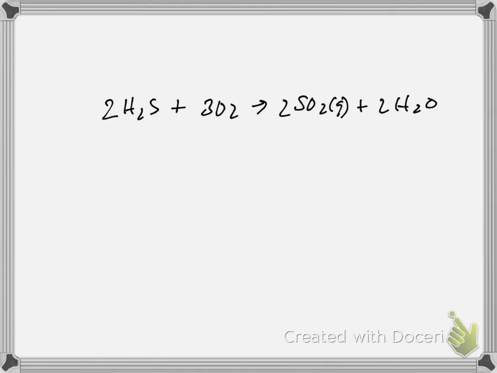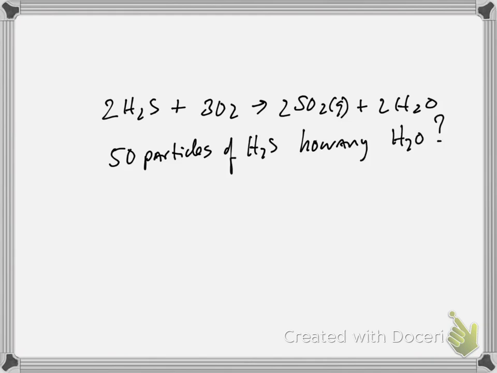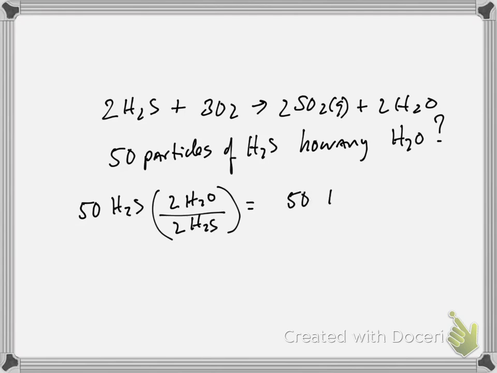So what does that mean? That means, like you say, if I have 50 particles of H2S, how many waters, let's say, do I make? Right? So you could use the same method. It's going to be 1 mole, so 50 H2S. There are 2 waters for every 2 H2S, and then we get 50. So 50 waters are made from 50 H2S. Right, so you can do this kind of analysis with particles, or you can do it with mass.